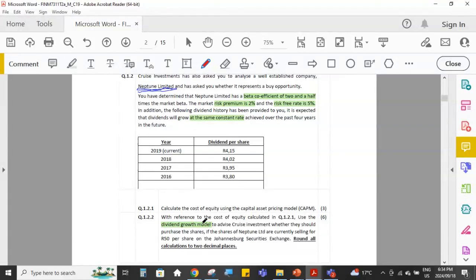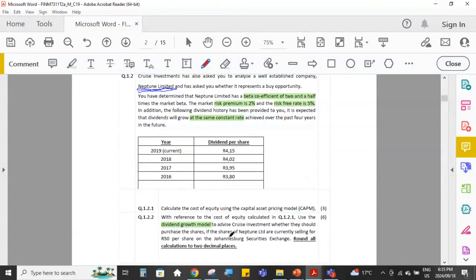And then secondly, with reference to our answer in 1.2.1, we must then use the dividend growth model to advise Cruise Investments whether they should go ahead and purchase the shares. So here we are considering purchasing shares in Neptune Limited, and we're doing various calculations to decide whether we should purchase the shares or not.